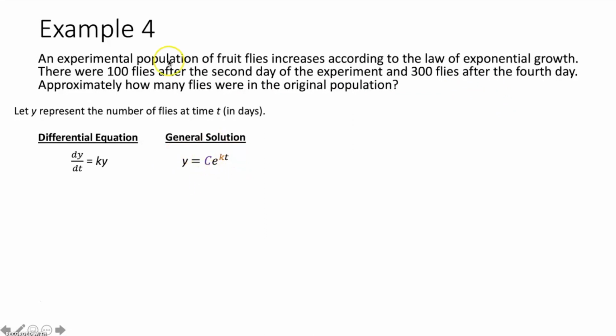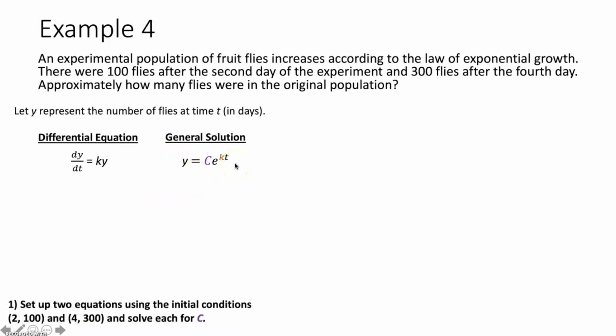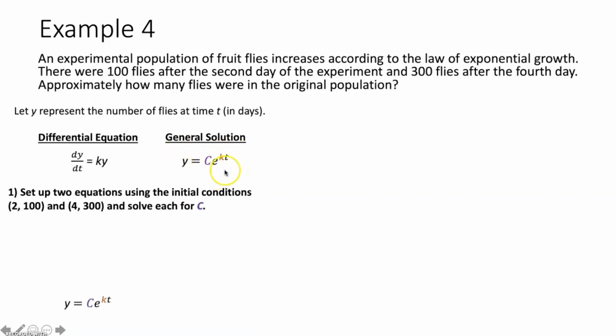So what I'm going to do is use each of these initial conditions to set up two separate equations using this general solution. So I'm going to start with this general solution here, and I'm going to plug in my first initial condition, (2, 100). I'm going to plug in 2 for t, 100 for y. And now I can solve this equation for c. So I'm going to simplify in my exponent, divide both sides by e to the 2k, and I get c is equal to 100 over e to the 2k. So I have c in terms of k.